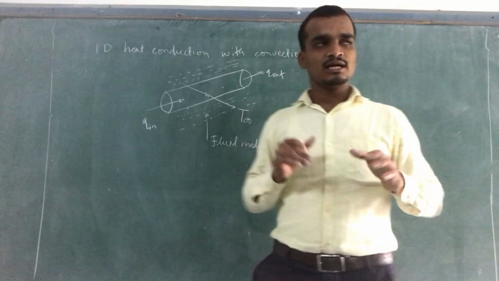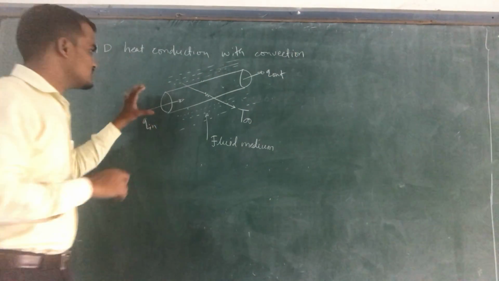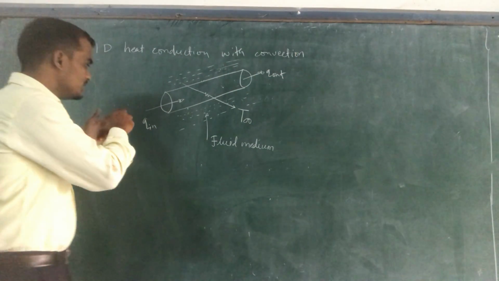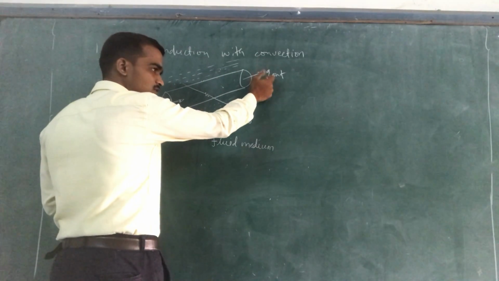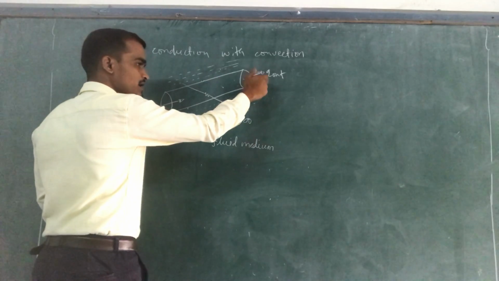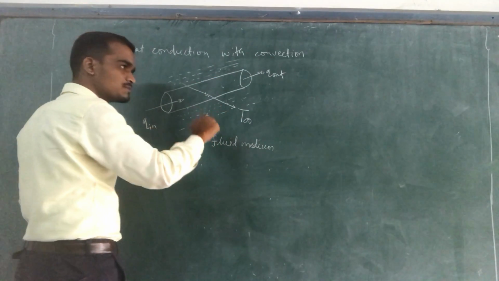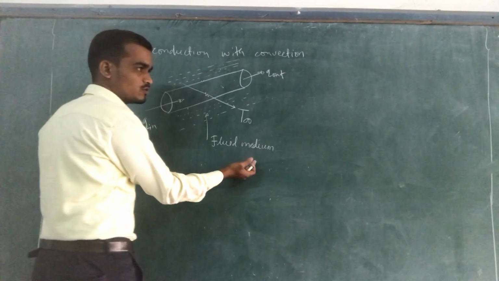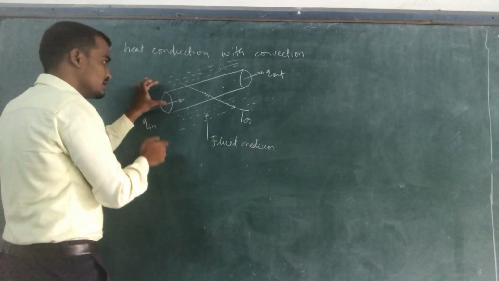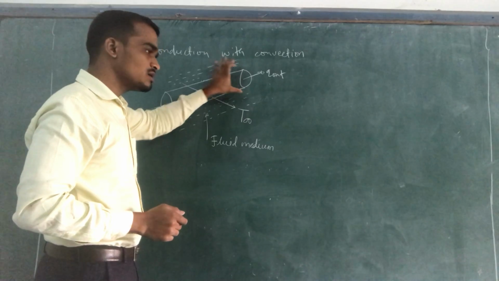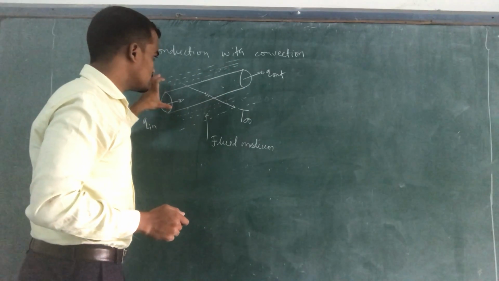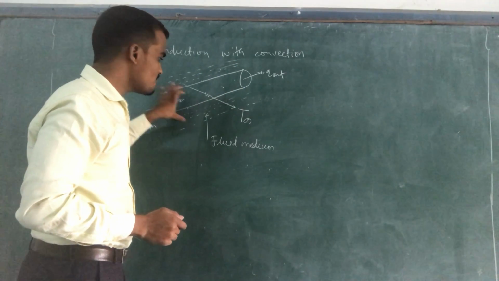So if we consider a body in which heat is transferred from this end to this end, it means heat transfer takes place with the conduction mode, as well as with the convection mode. It means it is surrounded. If this circumferential area is not insulated, the heat transfer will take place with the help of convection.